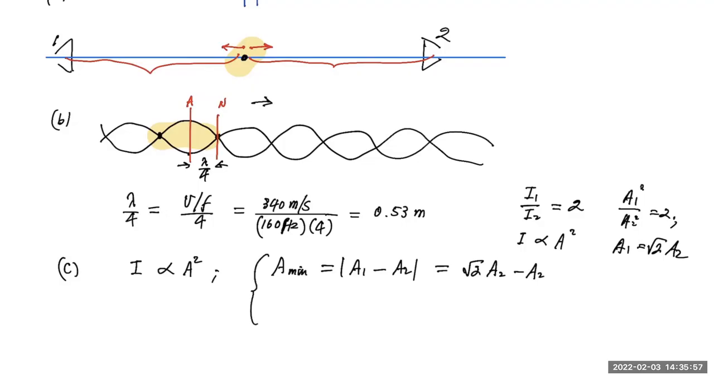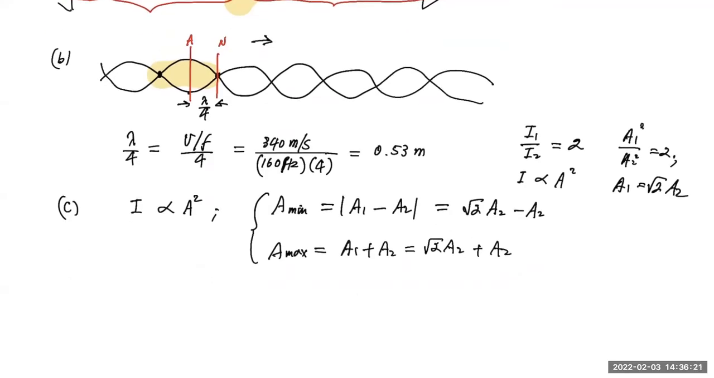Now, at the antinode, the reason why it's an antinode with the strongest amplitude is because at that point, the two waves are in phase. They push the air molecules in the same direction. So A maximum equals A1 plus A2. Okay. And we already know that A1 is square root of 2 times A2. That's square root of 2 A2 plus A2. So now I can find I maximum over I minimum, which is what they're looking for.